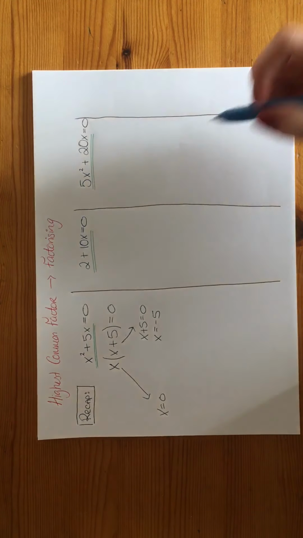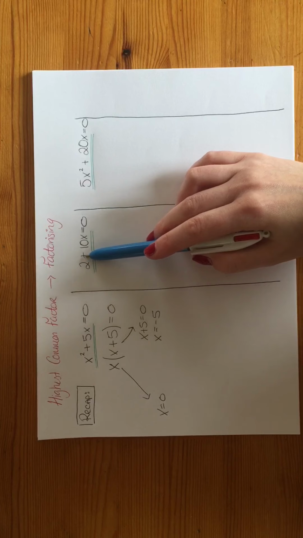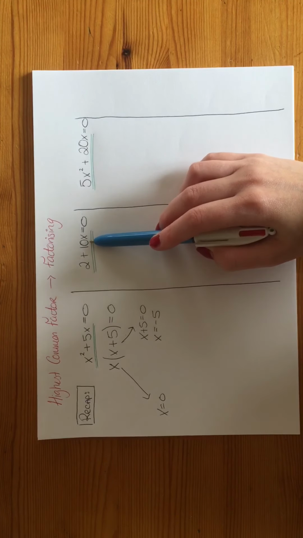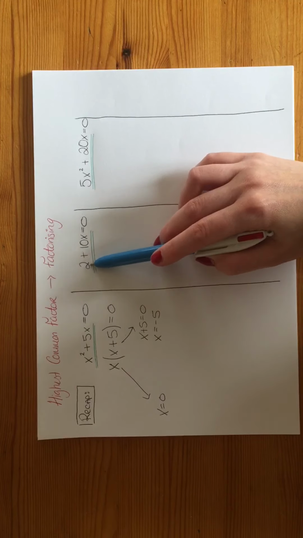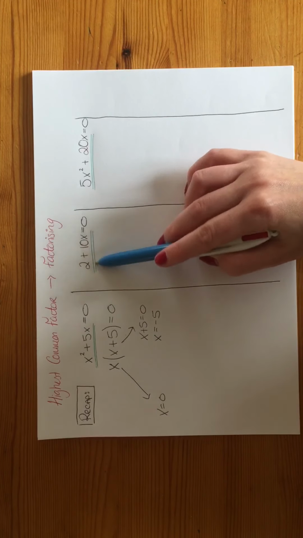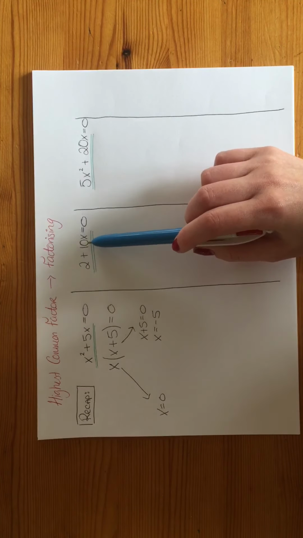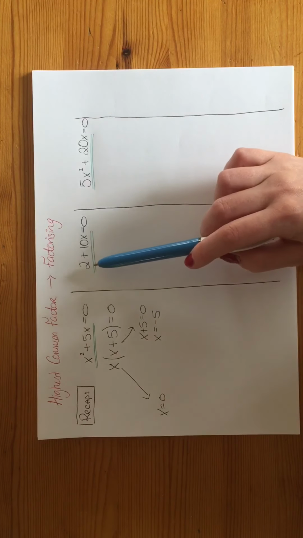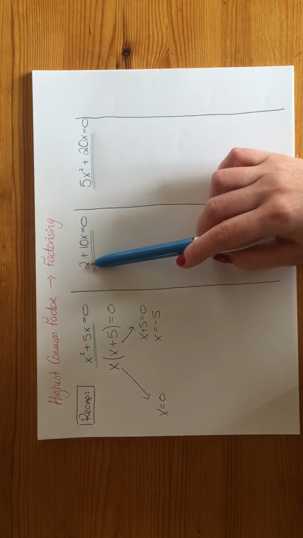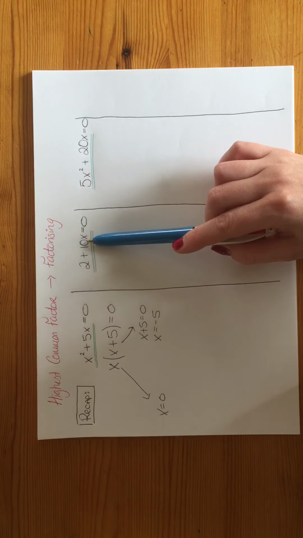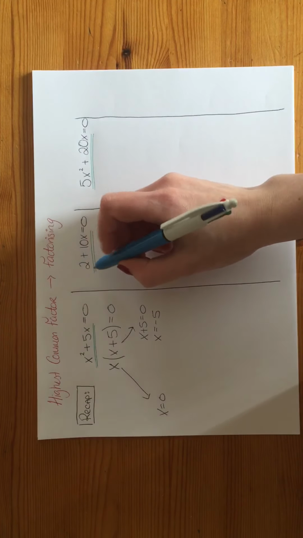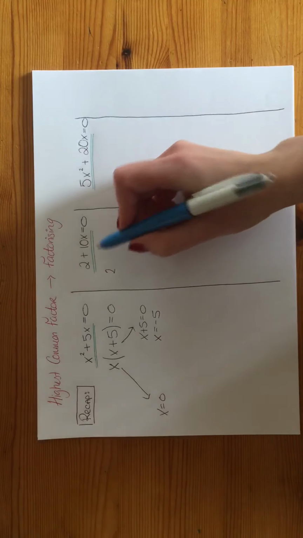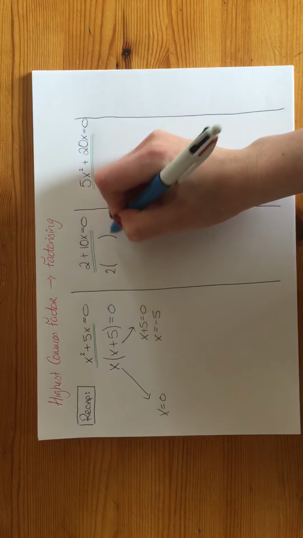So now we've got 2 plus 10x equals 0. So 2 and 10. Have they got any letters in common? Have a look. They don't. 2 and 10. So you have to think, remember, it's always highest. What's the biggest number that divides into 2 and 10? So the highest common factor of 2 and 10 is in fact 2. So open up your brackets.